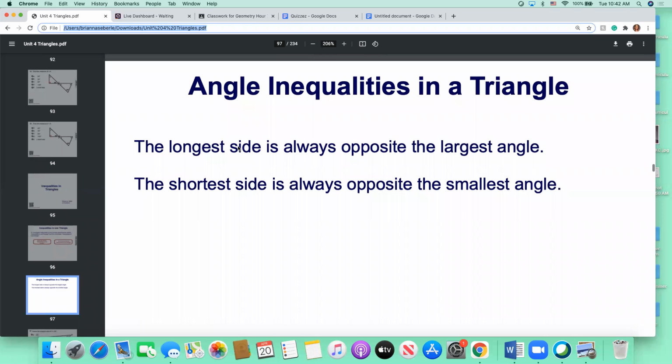Okay, so the biggest thing we want to talk about today is angles and their sides. The longest side is always opposite the largest angle, and the shortest side is always opposite the smallest angle. Well, what exactly does that mean?